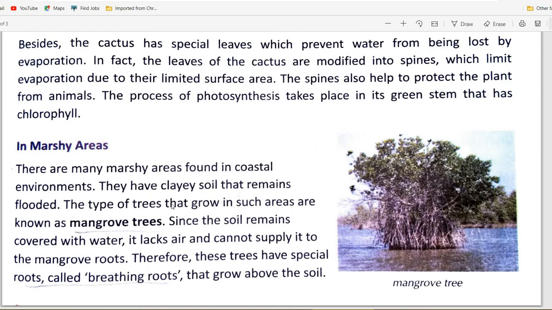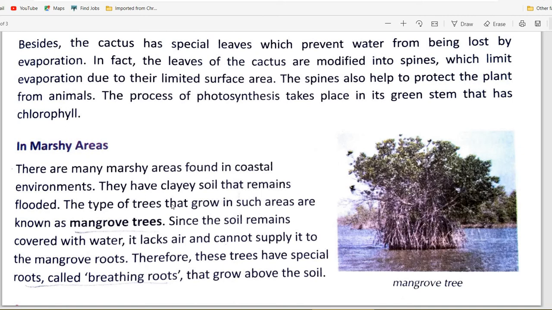Yes, the next type of terrestrial plant is grown in marshy areas. These type of plants are found near coastal areas, or we can say their environment is a coastal environment, because these areas are flooded with water and have clay soil, means because of clay soil and these areas being filled with water, flooded area, always the soil is covered with water.